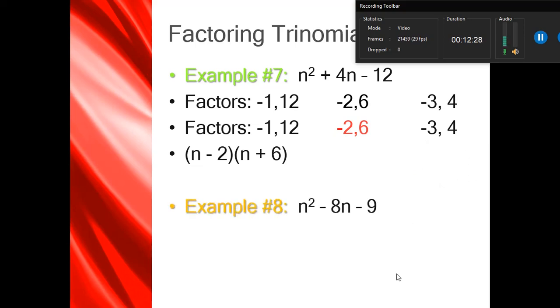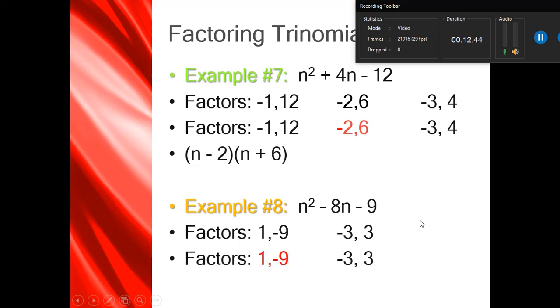And finally, number 8, we're looking for factors that will multiply and create -9. That tells me I have one factor of each positive and negative. And the list is pretty short here. The pair that adds up to -8. And then finish it off with splitting apart our n squared. We have n minus 9 and n plus 1.